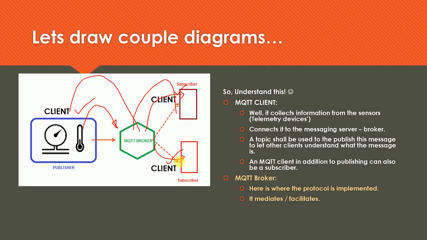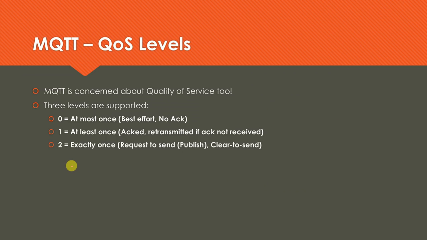Now what is a broker? The broker is a mediator. That's it. Here is where the entire protocol works. So let's make it simple again. There is a client who has got some sensor data. He is going to post it to the broker with the topic. The broker will send that to the appropriate subscribers, and that's it. This is what MQTT is all about.